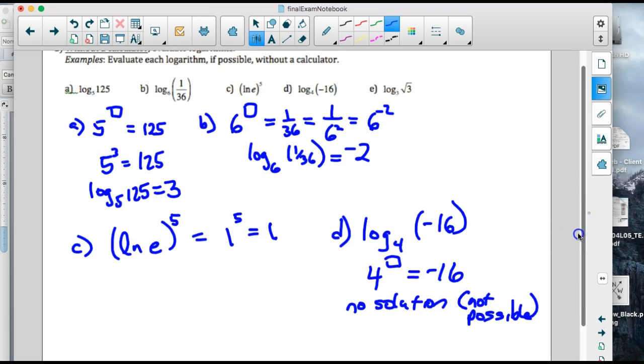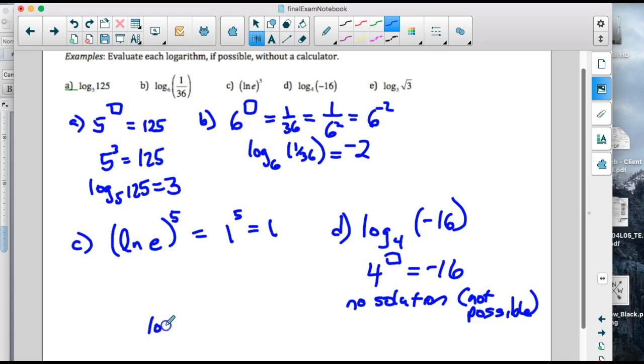Okay, and then part E, it says log base 3 of the square root of 3. So basically you have 3 to some power equals the square root of 3. Well, we have the same base here, 3. We just need to know what exponent is the square root, because that's what we're looking for, the exponent.